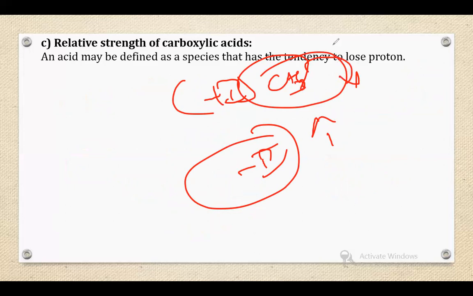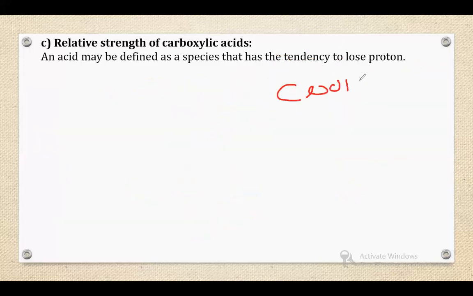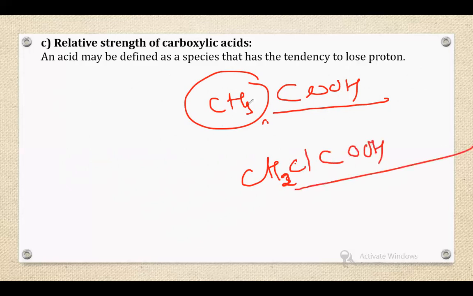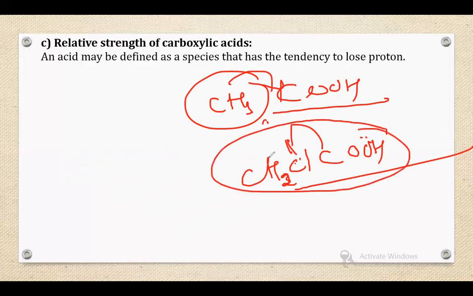In the COOH group, it may consist of a methyl group, or an electronegative atom. For example, in CH3COOH, acetic acid, if one of the hydrogens is replaced by chlorine, we get monochloroacetic acid. Here in acetic acid there is an electron donating group, and here an electron withdrawing group. So the charge on the carboxylate ion will decrease and the acid strength is more.